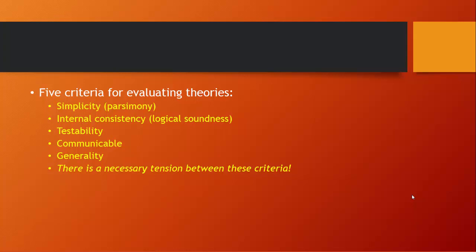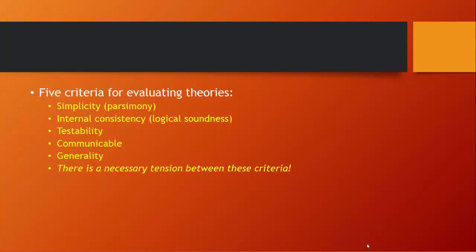We need our theories to be communicable. Can other properly trained people understand our theory in ways that allow them to use it to explain events and test hypotheses derived from our theory? And finally, we want our theory to have a high degree of generality. Our theory should allow us to explain a variety of political phenomena across time and space, not just isolated to the particular observations we've made.